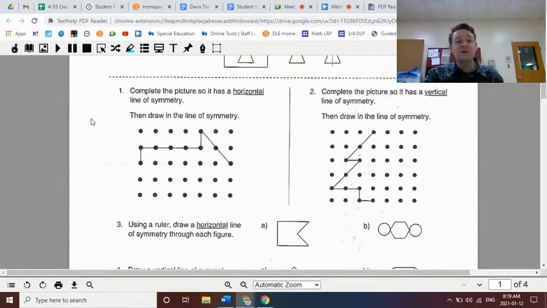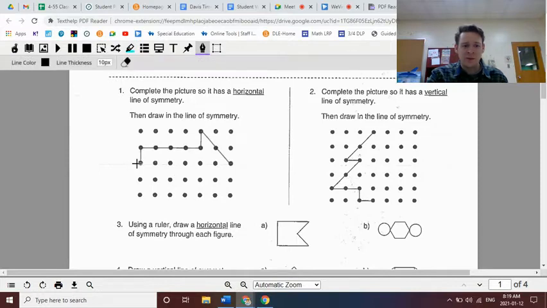Here it says complete the picture. So it has a horizontal, which means sideways, line of symmetry, and draw it. Draw in the line of symmetry. I'll show you with the first shape. I'm not going to do a lot of them for you because I don't want to take the learning away. But a horizontal line of symmetry is just going to be me connecting these dots, doing the best I can with my trackpad. So there's my horizontal line of symmetry.